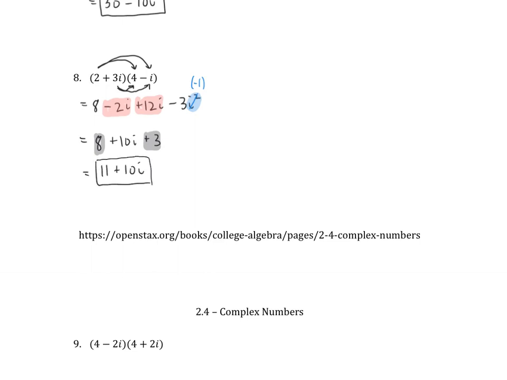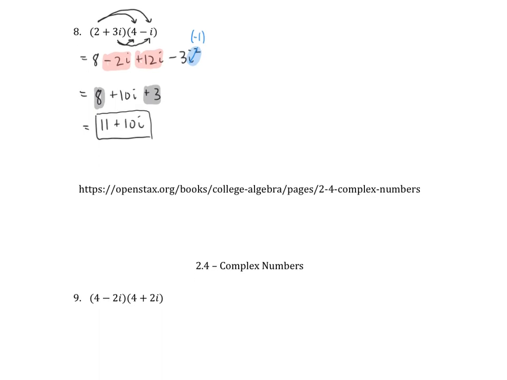Okay? So this is really similar to what we've been doing with polynomials, right? If we had the x's, we would have x squared. So we're treating this similar to a variable, with the exception that we can't leave an exponent on the i.